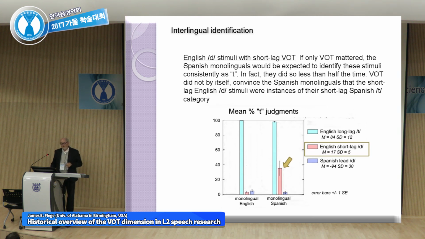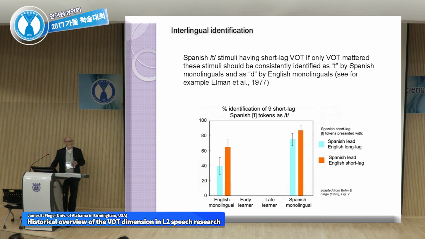So first, let's consider the English D stimuli that were produced with short-lag VOT. If only VOT mattered, the Spanish monolinguals would be expected to identify these stimuli consistently as T. In fact, they did so less than half the time. VOT did not, by itself, convince the Spanish monolinguals that the short-lag English stimuli were instances of their short-lag Spanish T category.